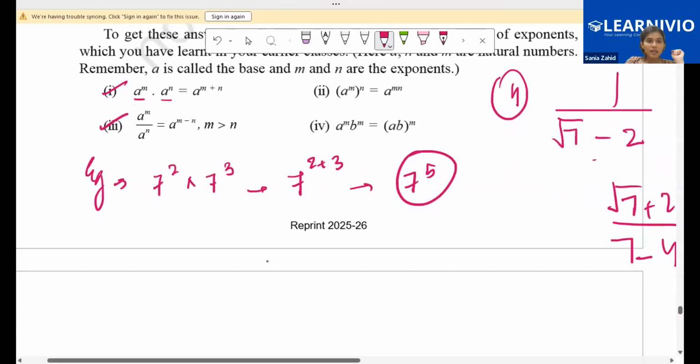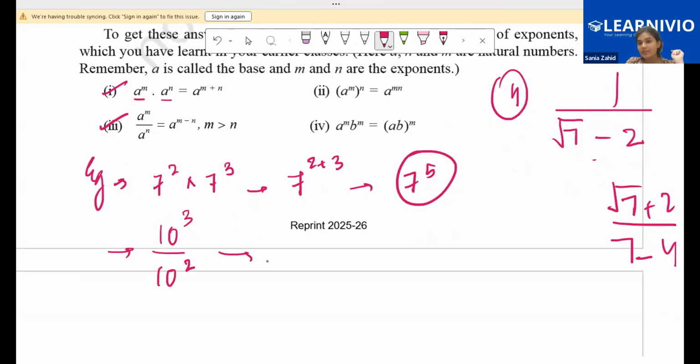Right? Now the third one is same base, different powers, but the numbers are being divided. For example, I say 10 to the power 3 divided by 10 to the power 2. So what will it become? 10 to the power 3 minus 2. So your answer is 10 to the power 1.